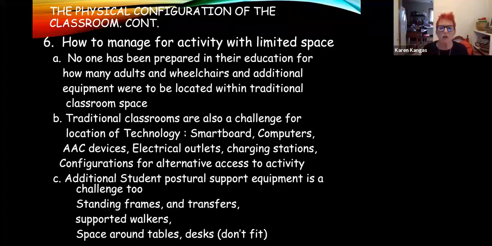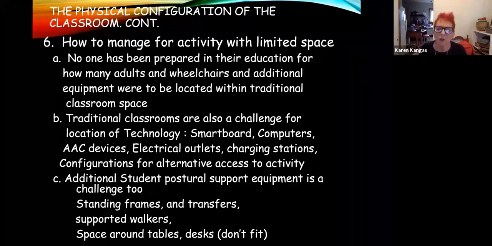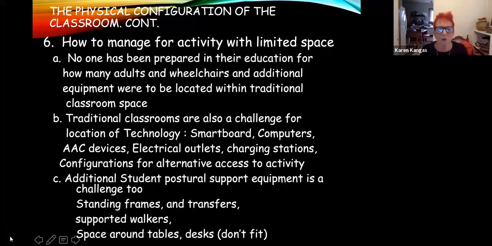They're also a challenge for a location of technology. Honest to God, in Pennsylvania, why is that? Because we have schools that are old. So just finding enough electrical outlets and charging stations and where the smart board is going to be located, and then where are we going to have the computers located and our AAC devices, that already frequently limits how engaged our kids can be. And I understand that space around tables, where desks are going to go.